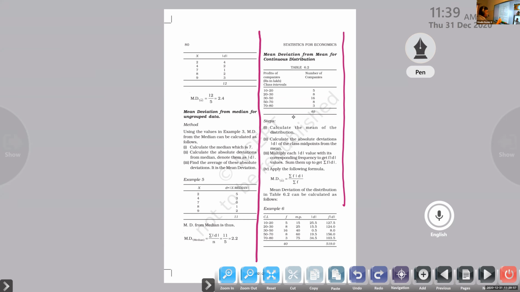Just note down the steps. What do you want to do here? First of all, calculate the mean of the distribution. It is mean deviation, MD. Basically, we are using the mean for a continuous distribution. First you want to find out the mean for finding out the mean deviation here. So calculate the mean of the distribution.